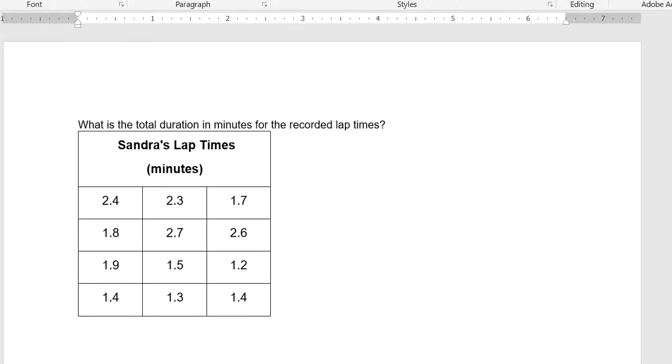Hello, this problem is: what is the total duration in minutes for the recorded lap times? And then we have a table here, and the table has 12 values. So if you thought to sum all of these values, that's correct.